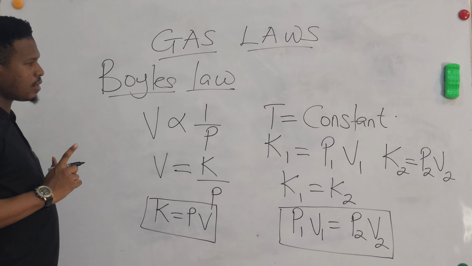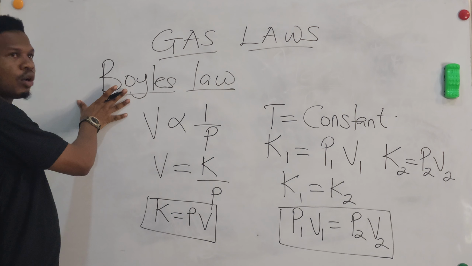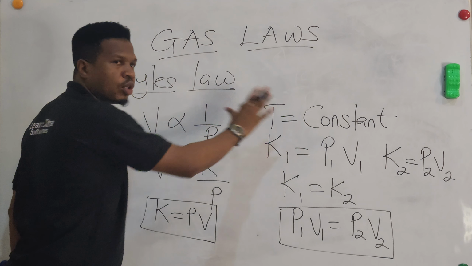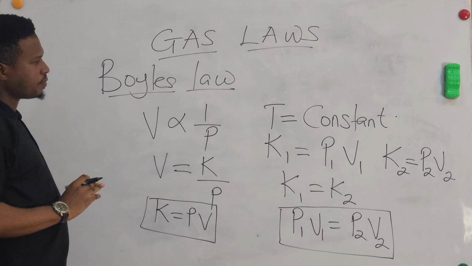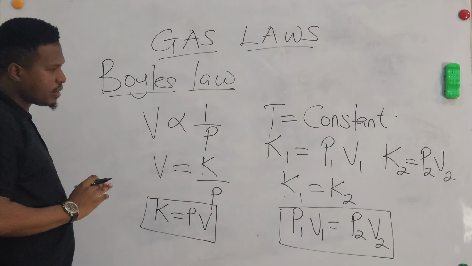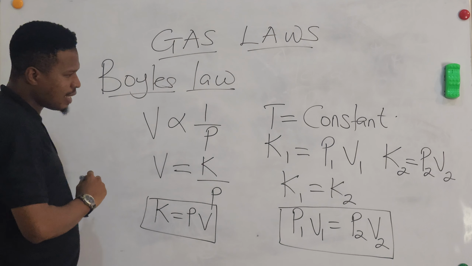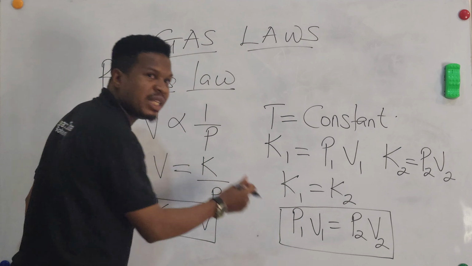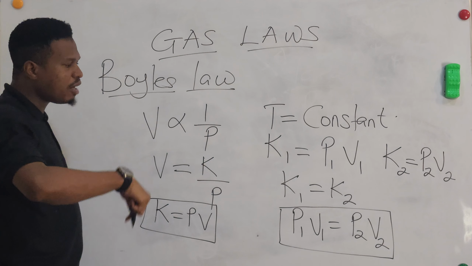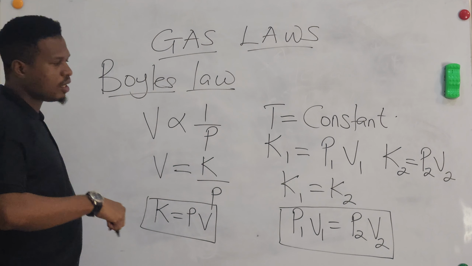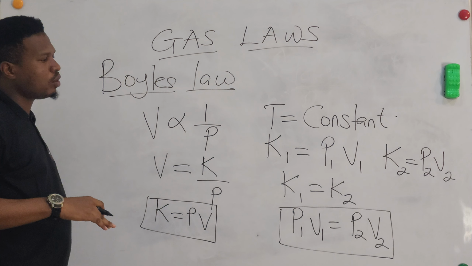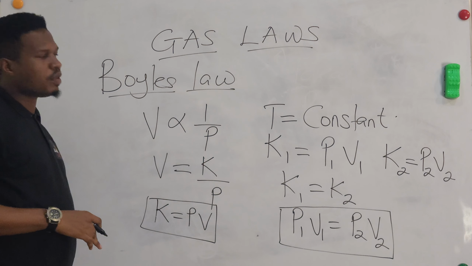But one thing is constant. Always know that Boyle's Law is comparing volume and pressure, keeping temperature constant. Please make sure that you understand that P1 and V1 are the initial pressure and the initial volume of that gas, while P2 and V2 represent the final pressure and the final volume of the gas.